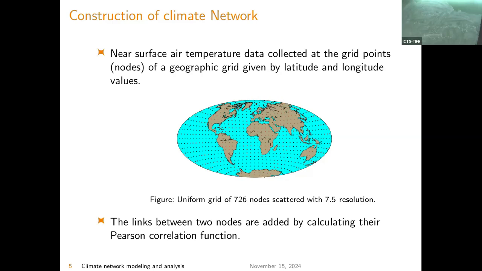Now we want to add the links. How will I add the links? I will calculate the Pearson correlation function between the two nodes. Since for each node I have a time series, I have a temperature data of each day. So for El Nino, I have taken daily near air surface temperature. For each day I have one data point. Like that, for each node I have a time series. So I will calculate the Pearson correlation and I will add a link.